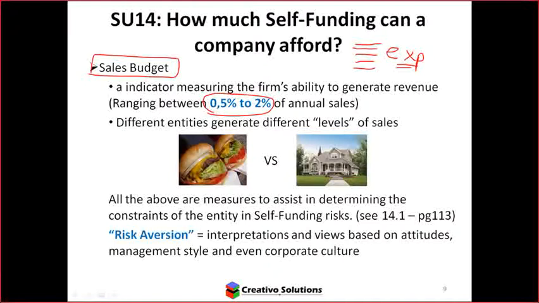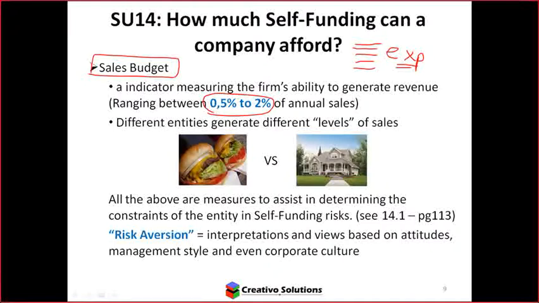Will different entities have different levels of sales? Yes. So selling burgers versus selling houses, what would the level be? I think there'll be more burger sales than houses. Exactly. But in terms of value, houses are much more expensive. So that's also quantity versus price. We're going to be selling a lot more burgers than we will houses.